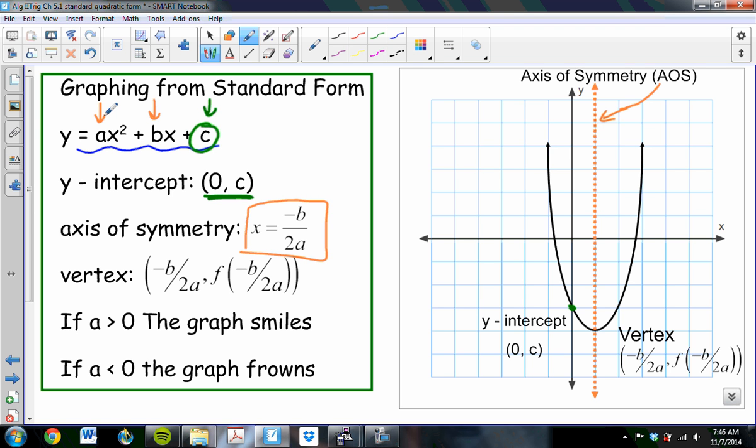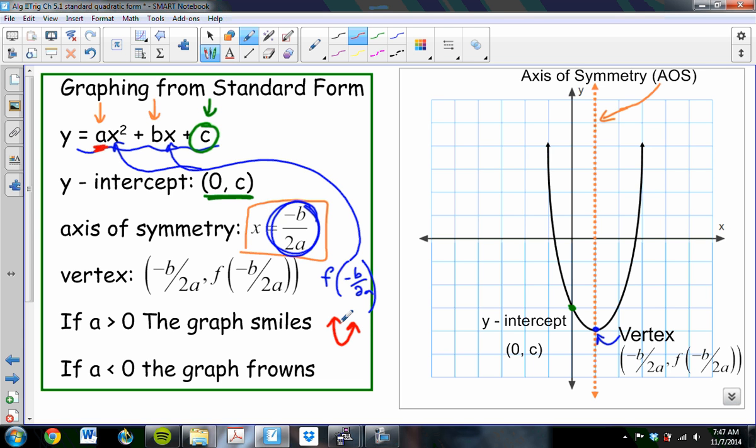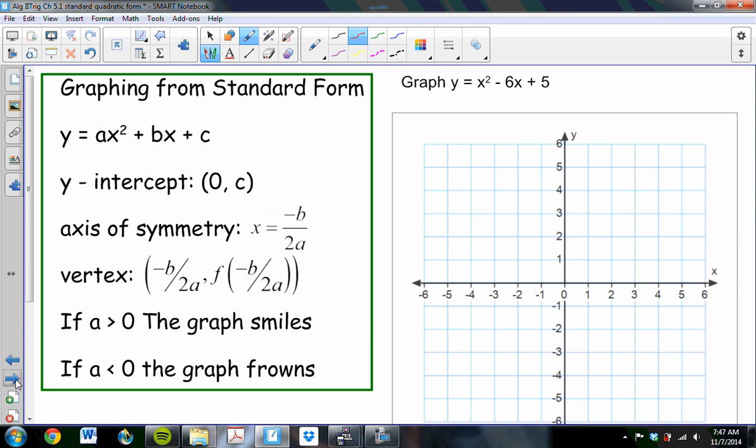Then, here's the part that most people kind of struggle to understand. If I take whatever that value is, if I take this number right here, and I do f of that number, if I plug that number in for this x here, and for this x here, I can calculate the exact point of the vertex. I can find the vertex by plugging this value in to the equation for x. And finally, if this a value is positive, the graph points up, smiles. And if this a value is negative, the graph points down, and it frowns. So we'll do a couple quick examples of this to explain how it works, and then I'll turn you loose.